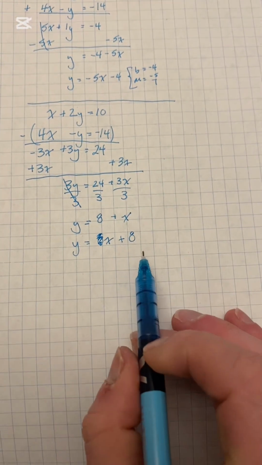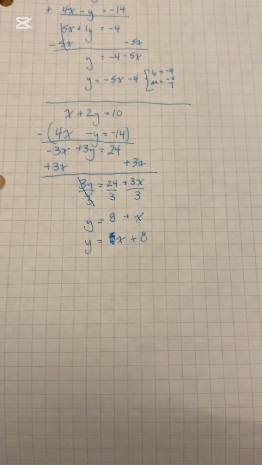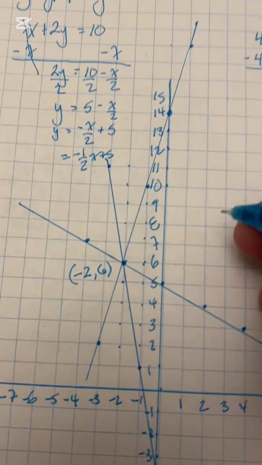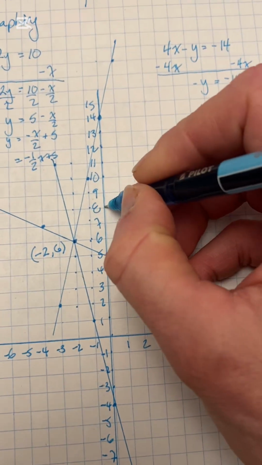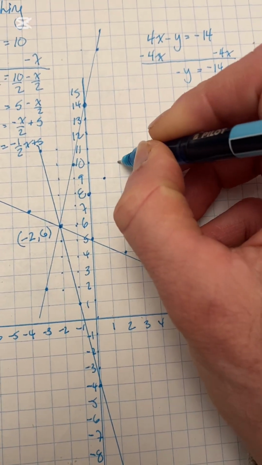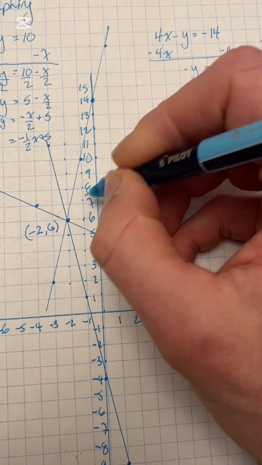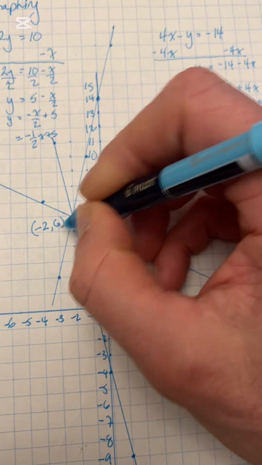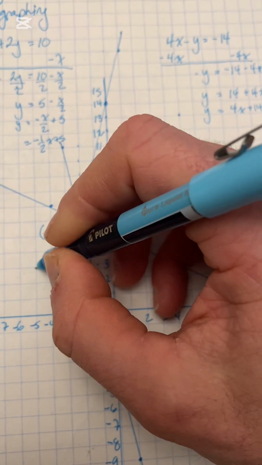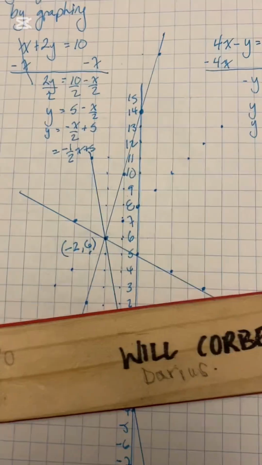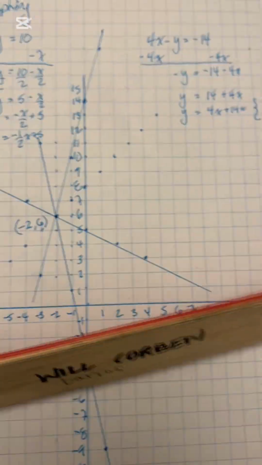And so my y-intercept is 8, and I go up 1 over 1. So my y-intercept is here at 8. Up 1 over 1, up 1 over 1, up 1 over 1, and hey, let's backtrack. Down 1 over 1, down 1 over 1, down 1 over 1. And oh my goodness, it also goes through my point of intersection of negative 2, 6.